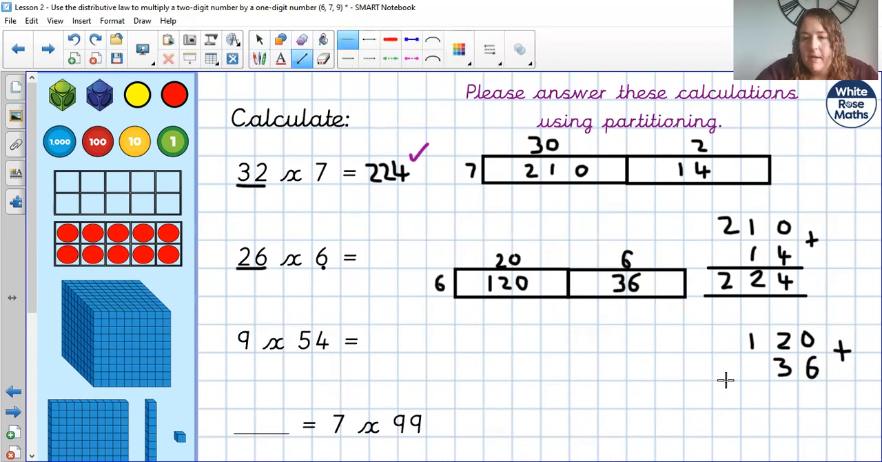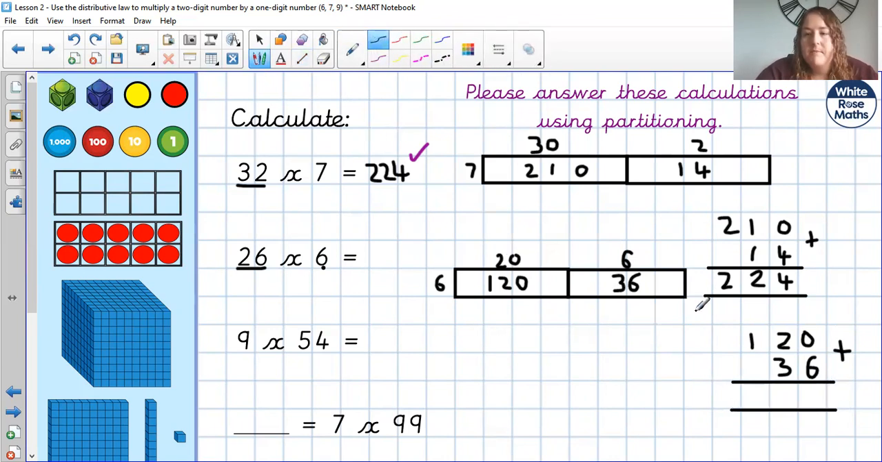Making sure I've lined up my numbers correctly, using my ruler for my equals line, and then starting with the ones column. So 0 add 6 is 6, 2 add 3 is 5, and 1 add nothing is 1. So our answer is 156. And if you've got that answer right, please give yourselves a tick.